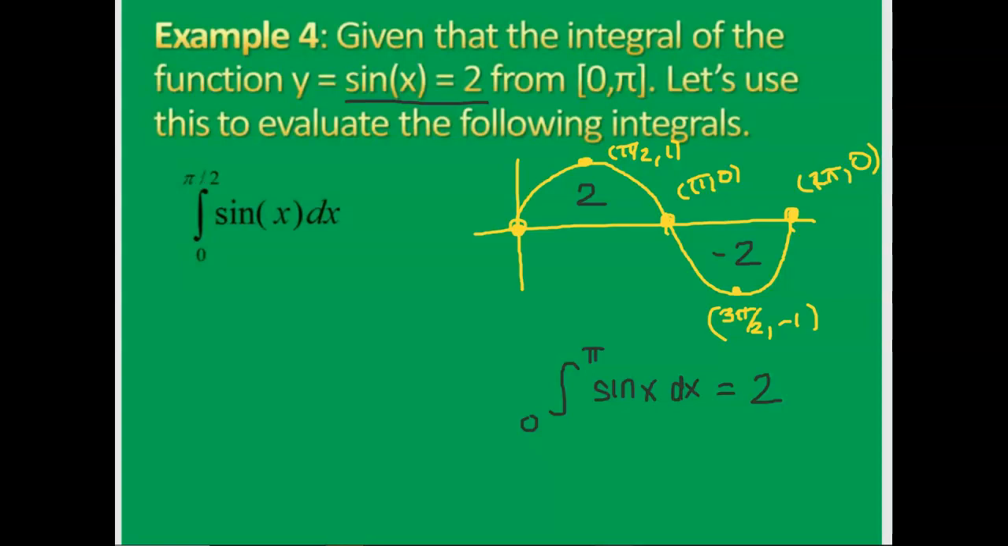Now we want to know 0 to pi halves. Well, pi halves represents the midpoint of a circle with area 2. So now we're talking about a fourth of a whole circle, or half of my semicircle. So half the area of 2 would become 1.